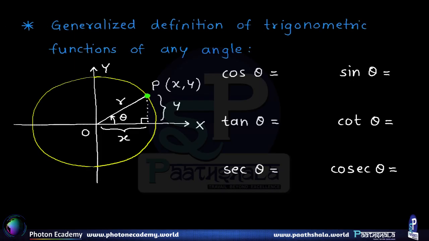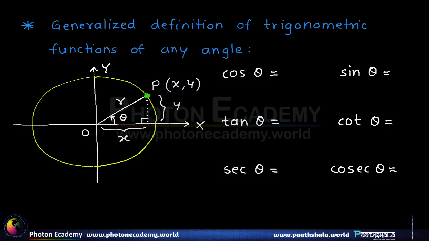Now let us see the generalized definition of trigonometric functions of any angle in general. So here we consider a standard circle, that means it's a circle having its center at origin as shown in the figure and the radius r. Now let us consider any point P in general on the circle whose coordinates are x and y.